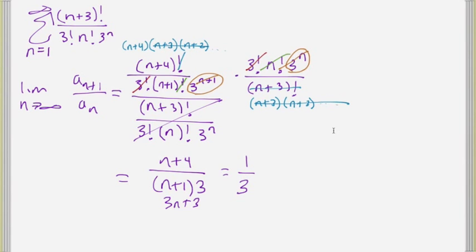What's that mean? Does it converge? Does it diverge? It converges. This is smaller than 1, so it converges. We don't know what it converges to. We have no idea what this thing adds up to, but we know it adds up to something.